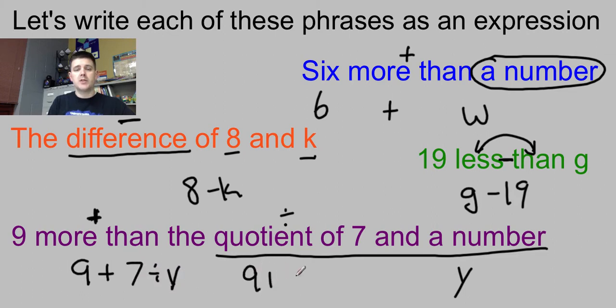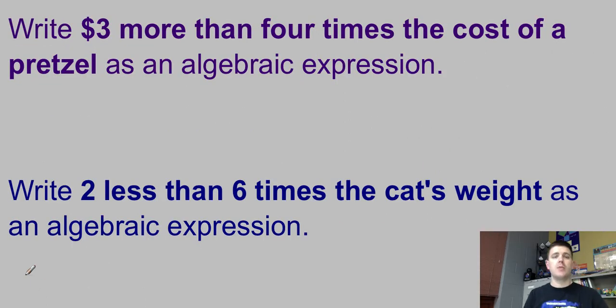Or sometimes you'll see me write it as a fraction. 7 over y means 7 divided by y. So 9 more than the quotient of 7 and y. So hopefully that was a warm-up from yesterday. So let's take a look at a couple more.